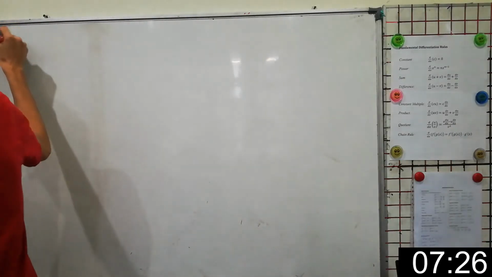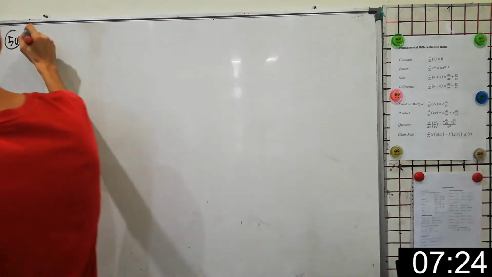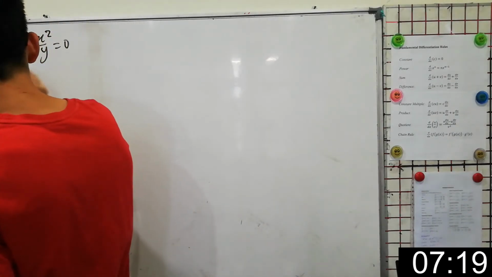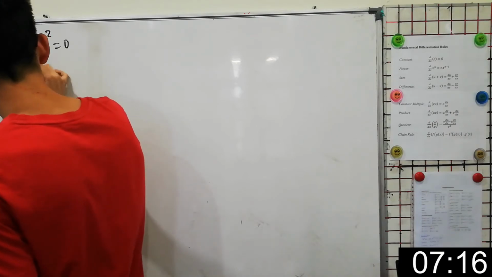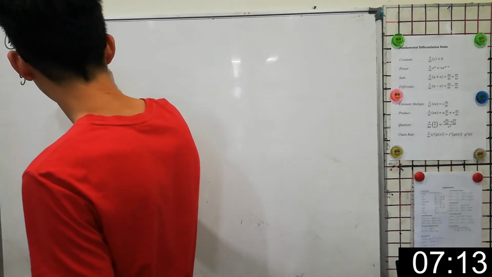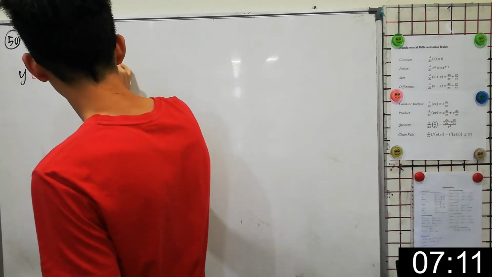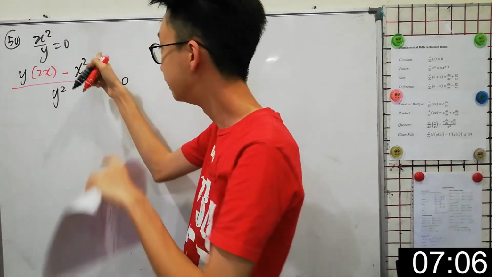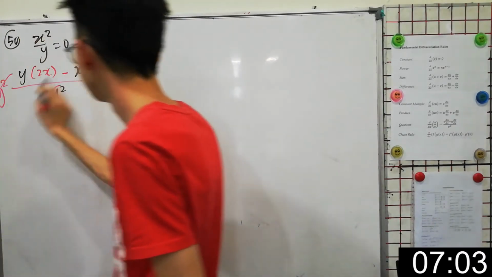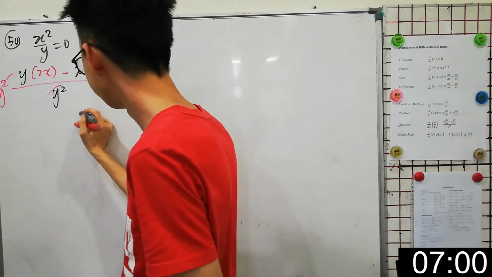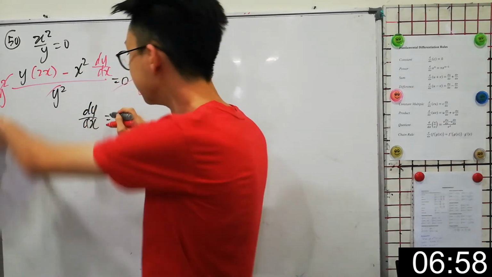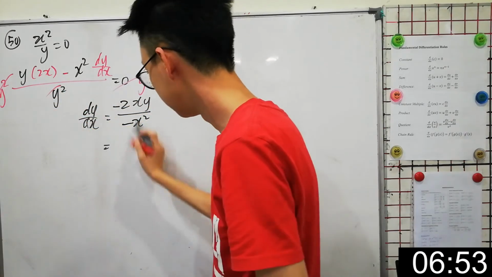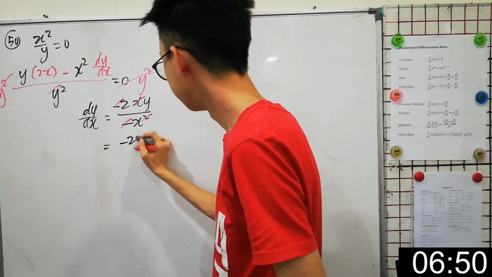Okay, number 50. Okay, it's x squared over y equals to 0. It's another implicit differentiation. Okay, so this will be you copy bottom, differentiate top, minus you copy top, differentiate bottom, you will have a dy dx over a bottom square. Okay, then we want dy or dx, so we just multiply both sides by y squared. This will just be 0. So dy dx will be, this will be a 2xy, we have a negative here, over negative x squared. This and that cancel, this cancel, negative 2y over x.